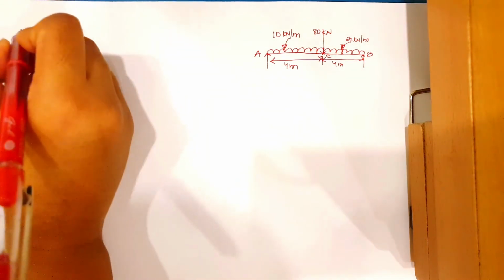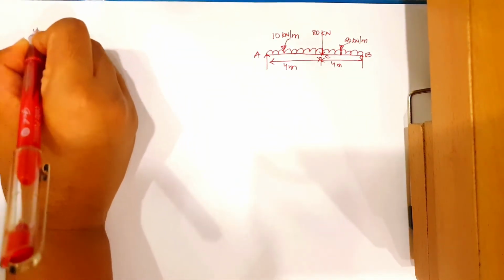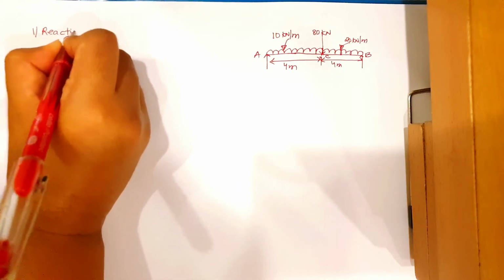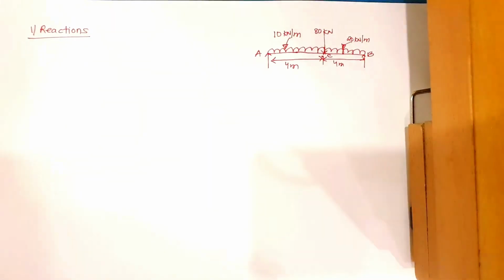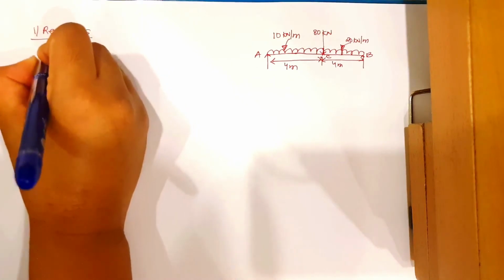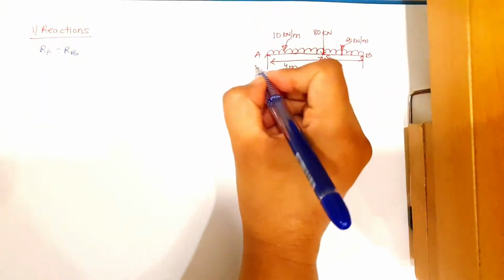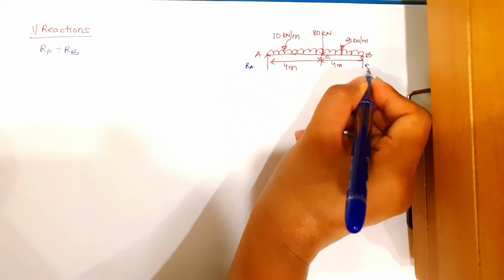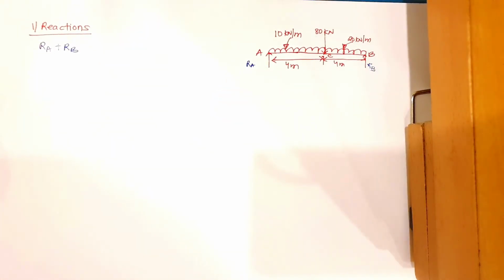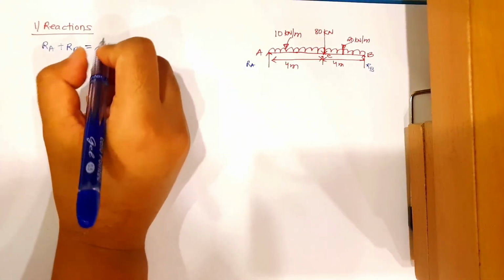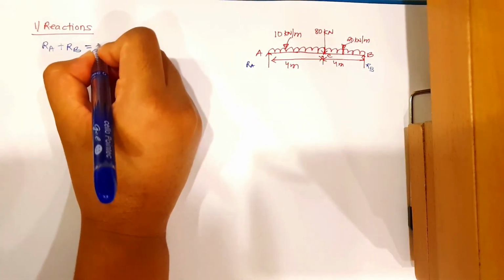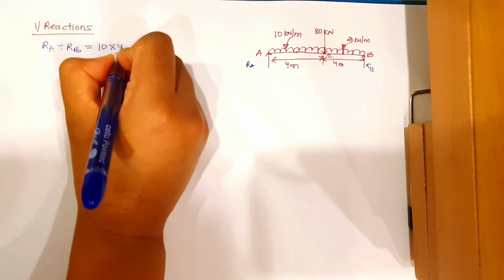For the second question, the diagram is already given. So let us start the numerical by finding the reactions first. Number one, reactions. We have RA here and RB here, right? So RA plus RB will be equal to the total load coming on the beam. How much is the total load? UDL 10 into 4 meter.